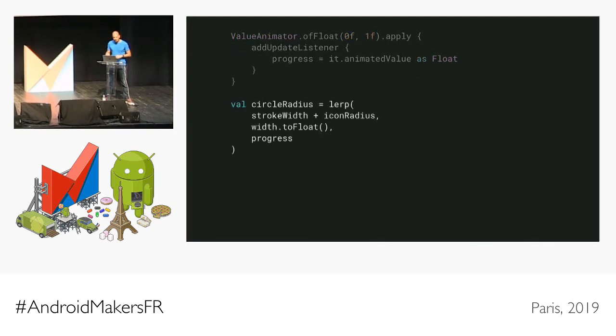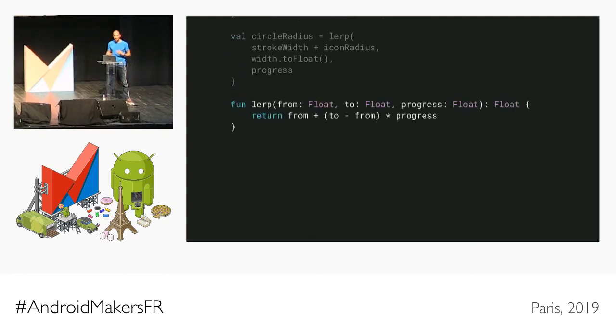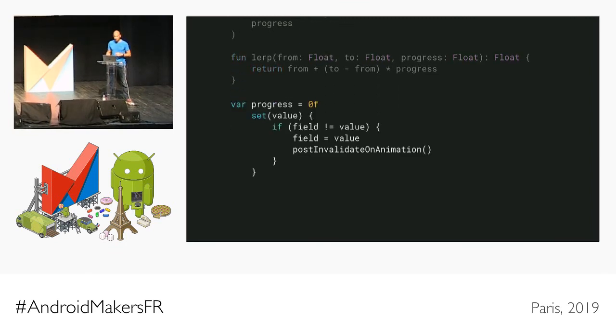Oops. And then in our drawing code, we use that progress to calculate the drawing for a given progress. So where should the circle radius be if we're halfway through the animation? If you're not familiar with this lerp function, which is linearly interpolate, a pretty common function in animation, it basically just says for a given amount of progress between 0 and 1, between a from value and a to value, what should my current value be? So the really nice thing about this is that we can then expose this one progress property and use that to drive the entire thing.